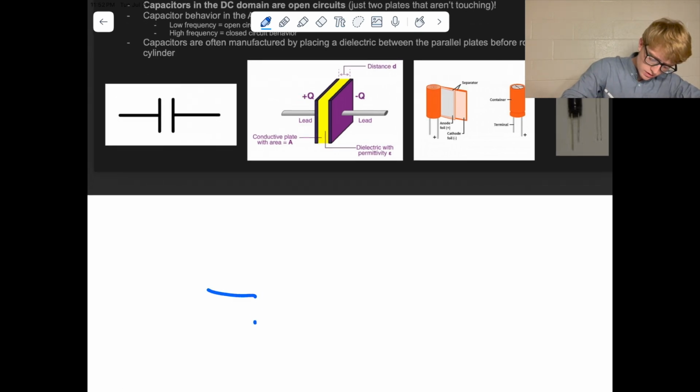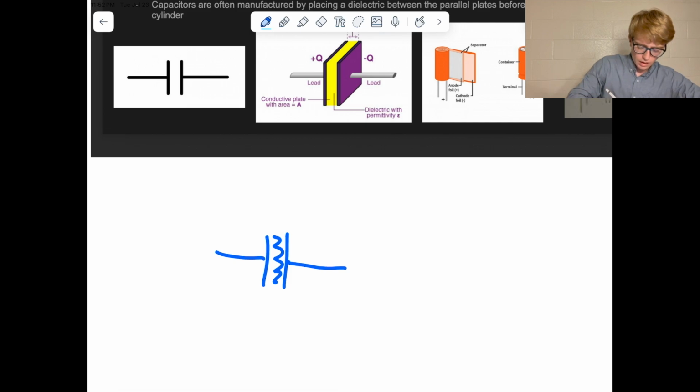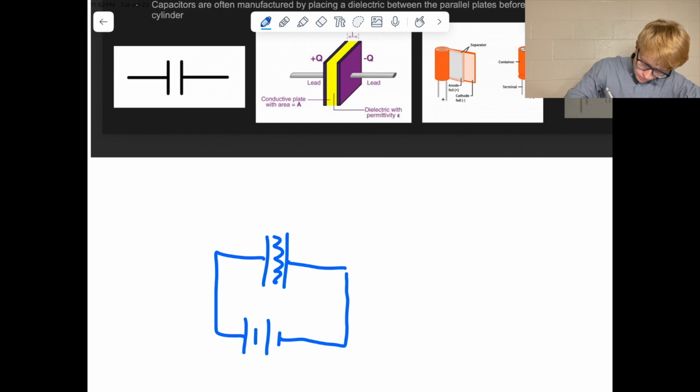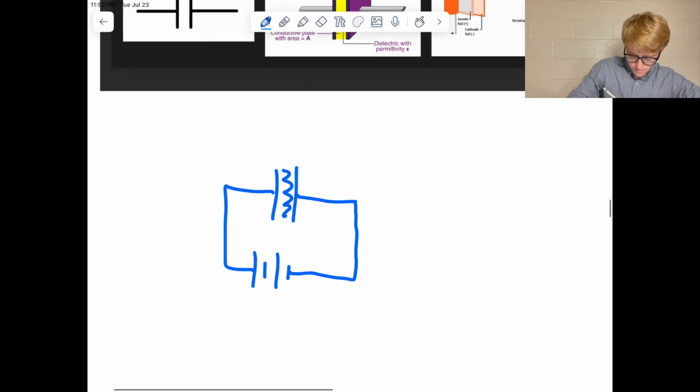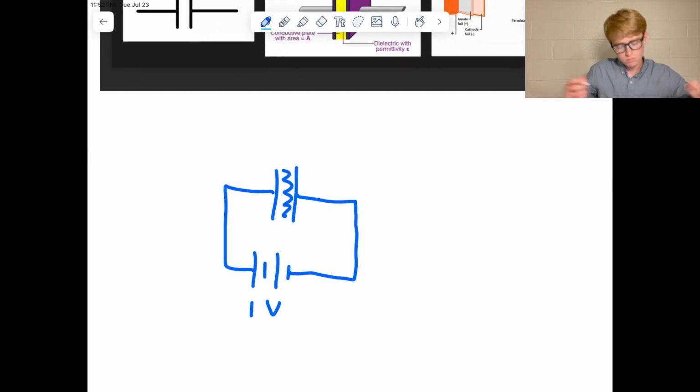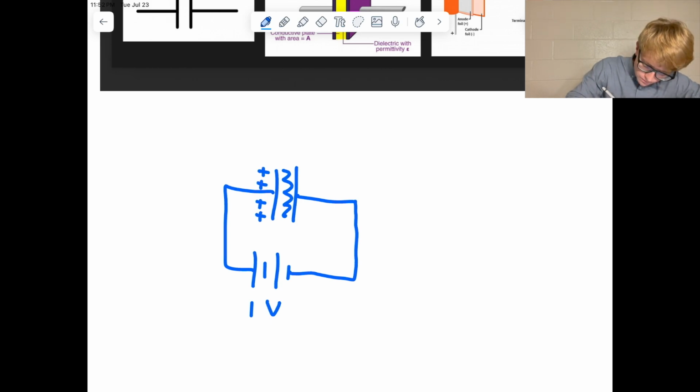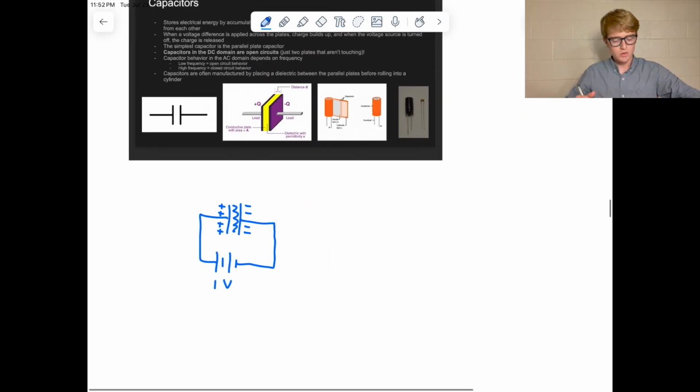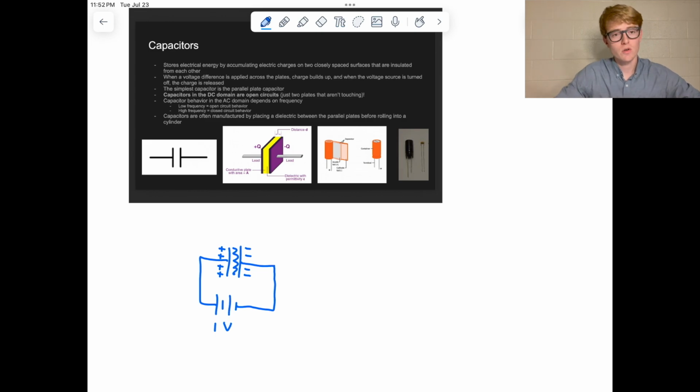So let me just draw this out a little bit. We've got our two plates here, and we've got some dielectric in between. And let's say I apply some voltage here. We'll call this 1 volt, it doesn't really matter for this example. But basically I'll start accumulating charge on my capacitor plates. And so that's what a capacitor is. It stores energy using this mechanism right here. It just stores its charge on these plates.